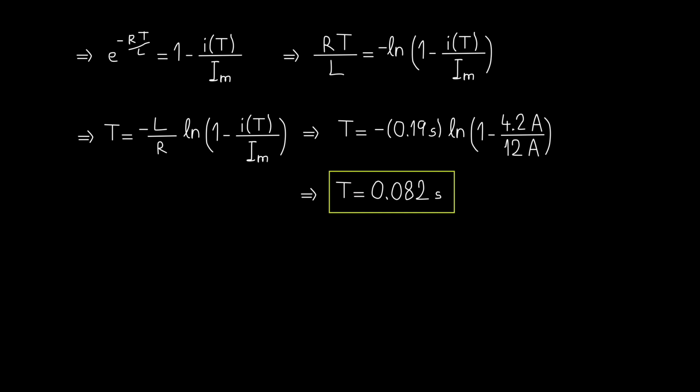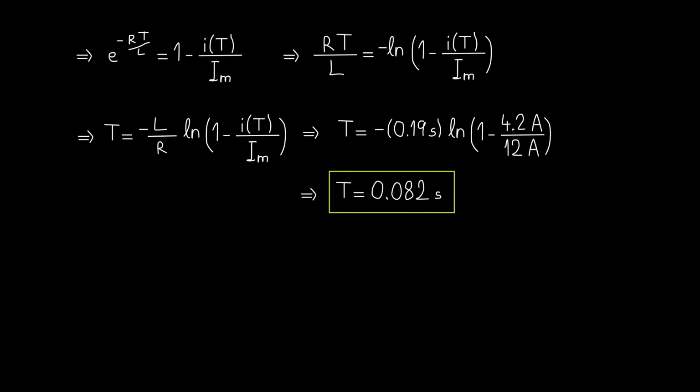Now, we haven't calculated L and R separately, but we have calculated the ratio L over R, which is equal to 0.19 seconds. On the other hand, the instantaneous value of the current at t equals capital T is 4.2 amps. That's given in the problem. Maximum current is the current when t goes to infinity. That is also given, 12 amps. So we have everything on the right hand side. We plug in the numerical values and calculate. We get capital T equals 0.082 seconds.